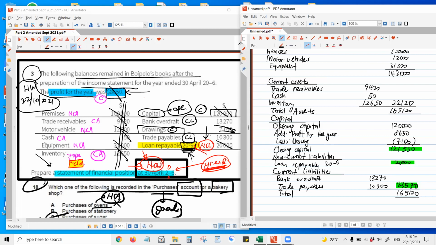Unless you have gone through the entire exam paper and you couldn't balance this SOFP, then you can do so. You can go find out where you made the mistake in this SOFP, trying to balance it. My point is time management is important in the exam. So here, total capital and liabilities. When you cannot balance it, it doesn't mean you get 0 marks. Every line here that you did correctly would gain you some marks.